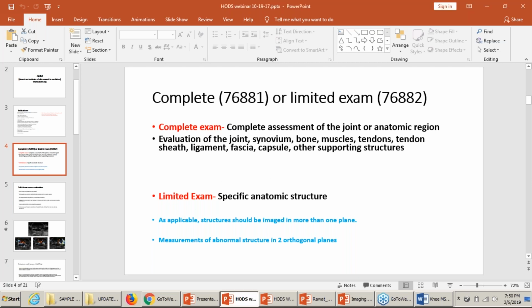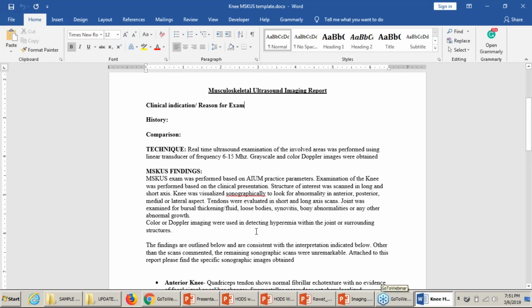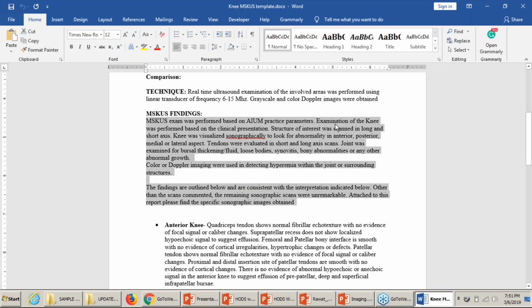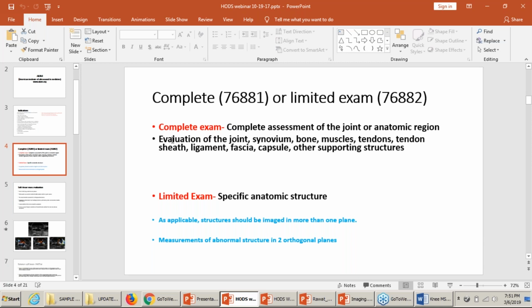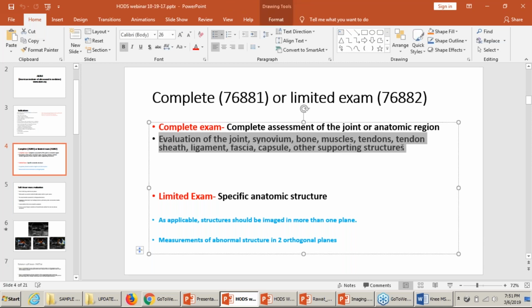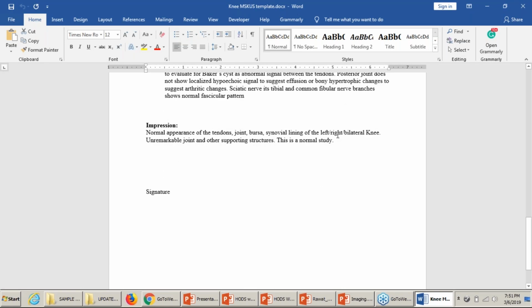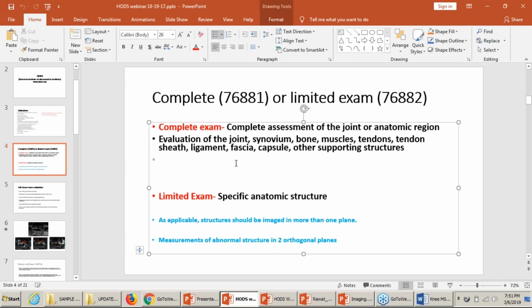Okay, so complete assessment. This is the language. It says evaluation of joint, bone, muscles, tendon, ligament, fascia, capsule, and other supporting structures. If you look at the first page of the template, this is the paragraph where you will find this language: we examined the knee and looked for abnormality on the anterior, posterior, medial, lateral aspect. Tendons were evaluated, joint was evaluated, and other soft tissue structures. So this language is already included in the template, and you will also see it in the impression. It doesn't mean that you have to check each and every structure, but it has to be comprehensive.